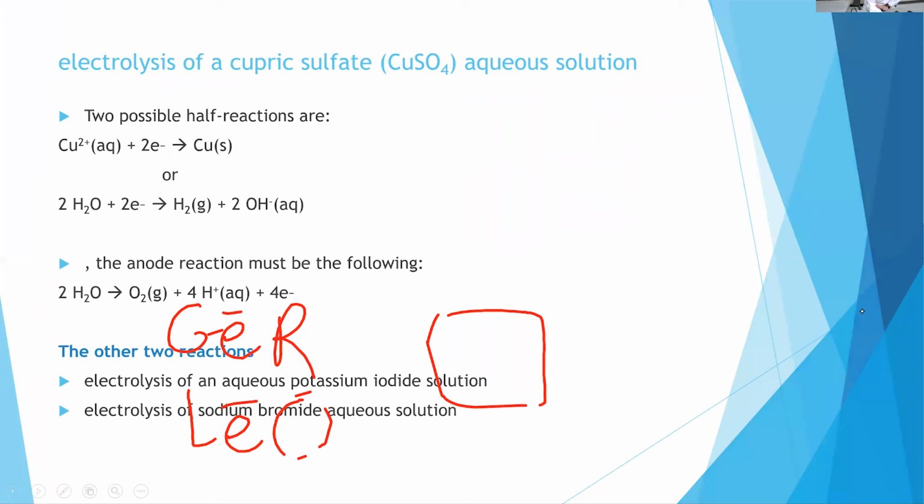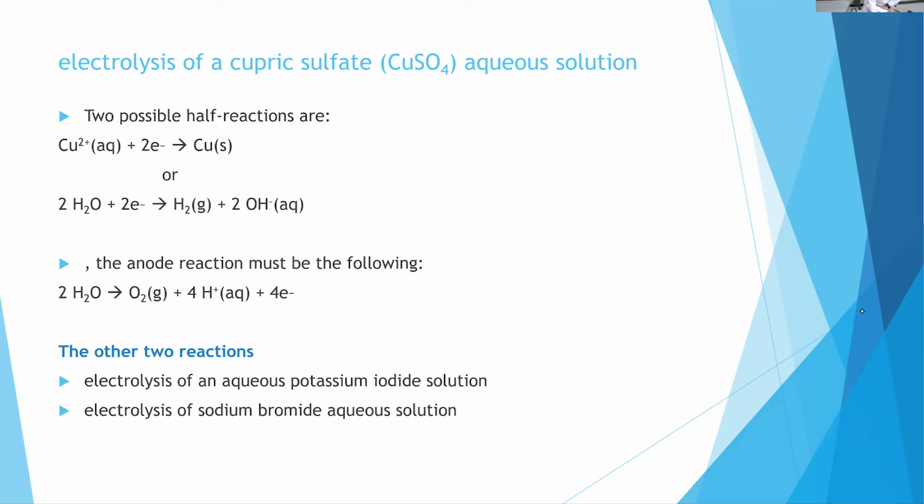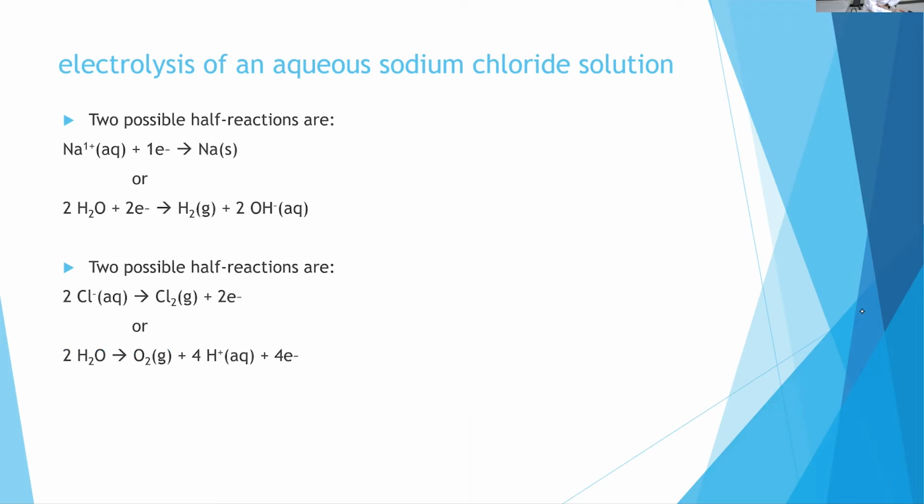So for the first reaction, the electrolysis of the sodium chloride solution, 2 possible half reactions for reduction are given. How do I know this is reduction? Reduction means gaining of electrons, so the electron is on the reactant side. So this is a reduction half reaction.